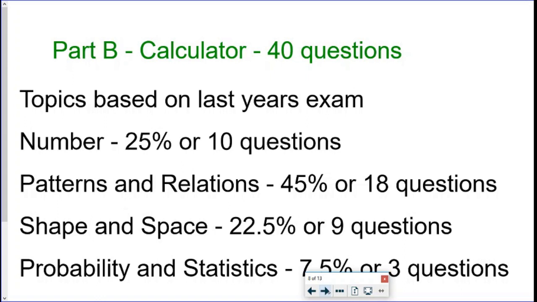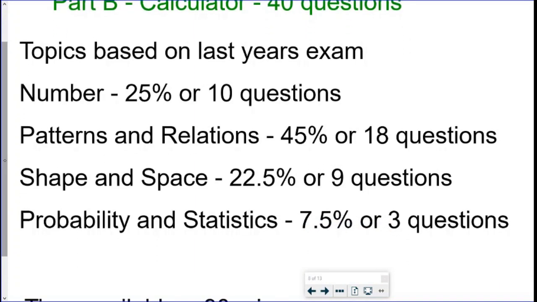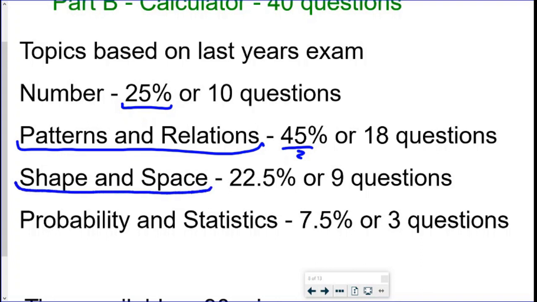Part B is typically the hardest part of the test. There are 40 questions, so there's a lot more questions. They are calculator based, and here are the topics from the year before with their approximate number of questions. So number questions, so these are like your rational numbers, fractions, those sorts of things. We only had 25% of the test. Patterns and relations, this is creating equations, this is graphing. This was the majority of the test at 45. We also have some shape and space, so this would be things like scale diagrams, surface area, circles. This is another kind of large chunk.